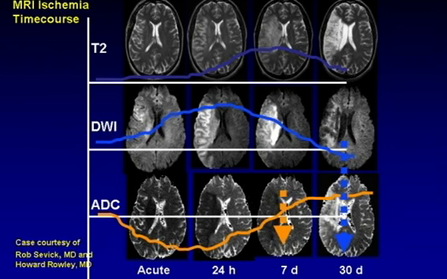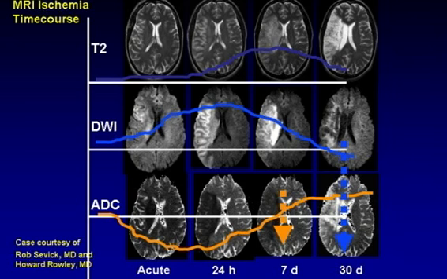This is a slide lent to me by Howard Rowley, and really nicely demonstrating the time course for T2 abnormality, diffusion abnormality, and ADC abnormality. So as we mentioned, within the first 6 hours, you'll see that the T2 weighted imaging will be normal, beyond 6 hours, and certainly by 24 hours, you'll see some swelling of the gyri. And then by 7 days, very marked abnormality on the T2. And then beyond that, you'll start seeing the T2 abnormality tailing off.